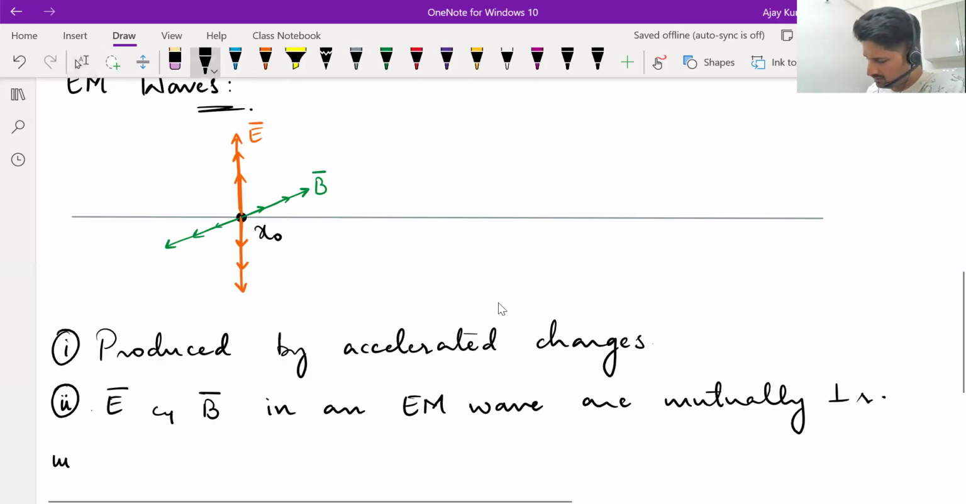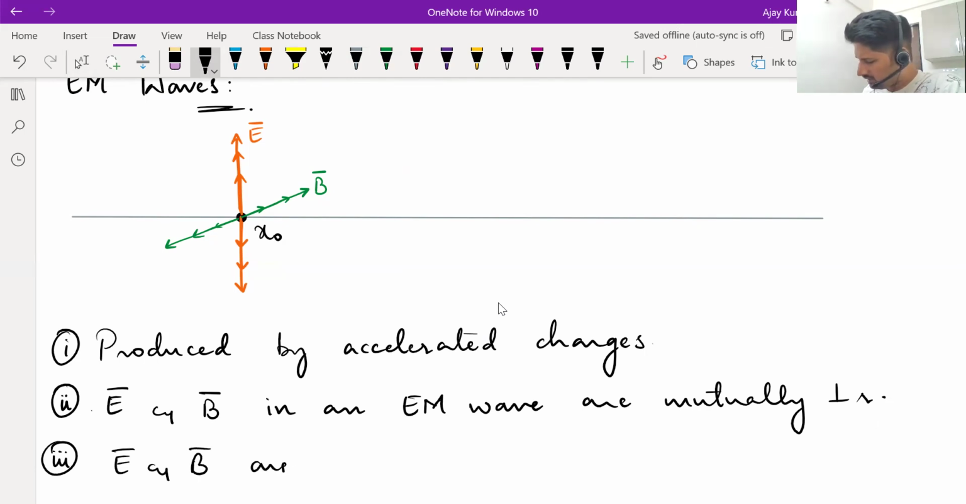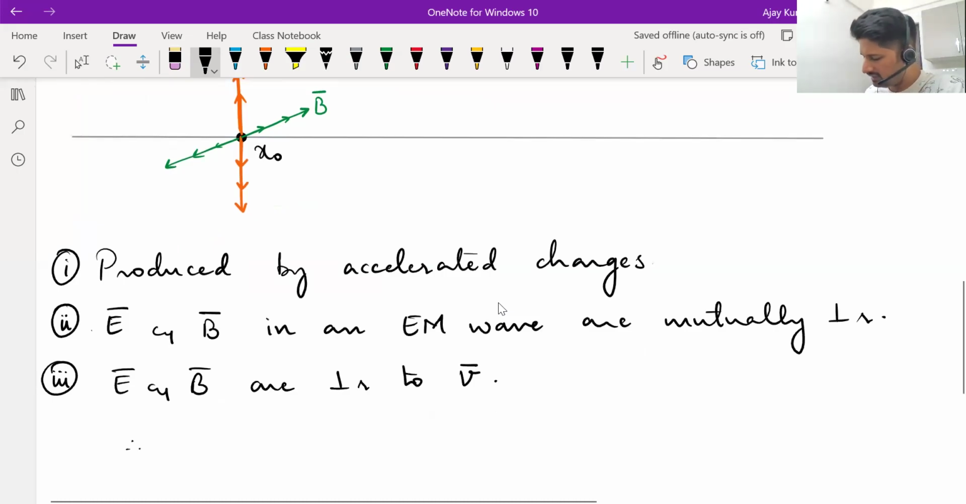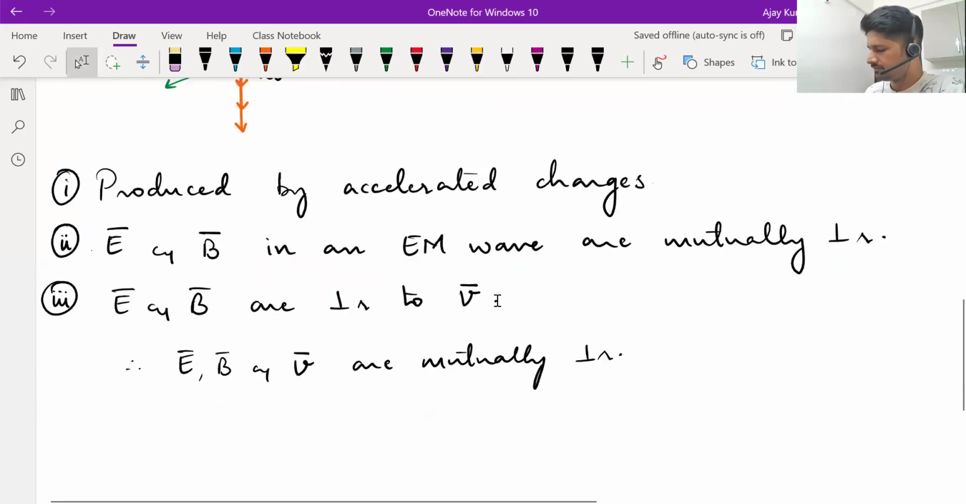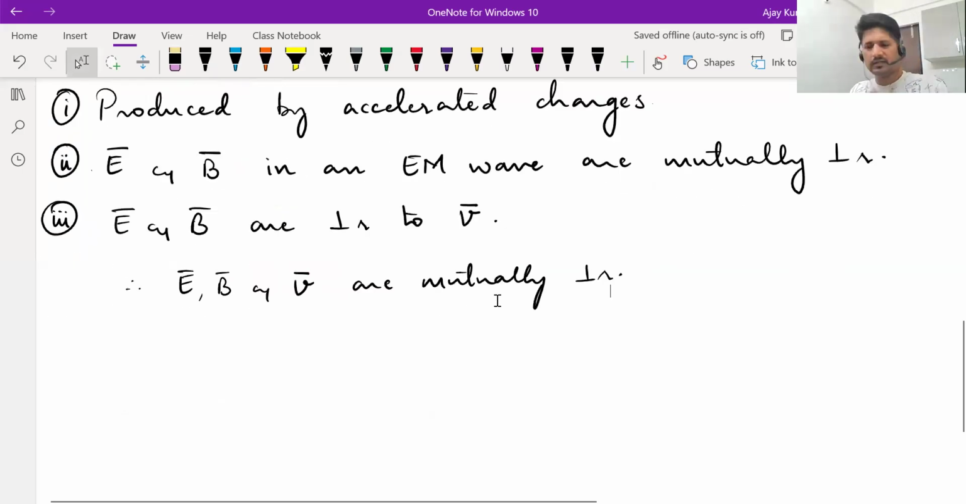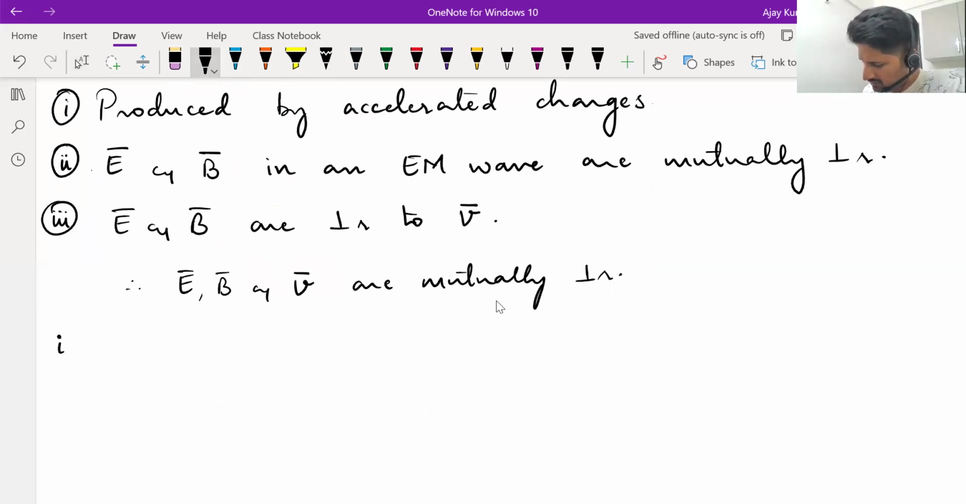And the electric and magnetic fields are both perpendicular to the direction of motion of the wave, or direction of propagation of the wave. Therefore, in an EM wave, we can say the electric field, magnetic field, and the velocity of the wave are mutually perpendicular. These are some properties of electromagnetic waves. You just need to remember these and apply them in problems.